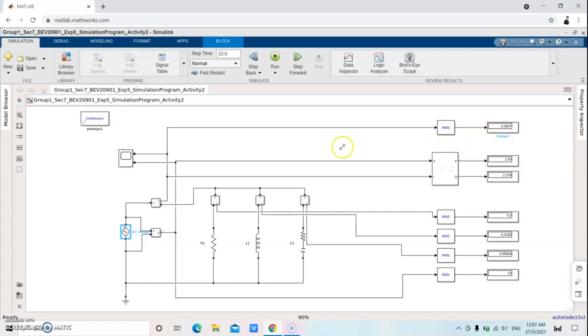And after that, we just change the AC voltage Vs to the table given in the lab sheet. We just repeat the steps and record the data. And that's all for Activity 2.